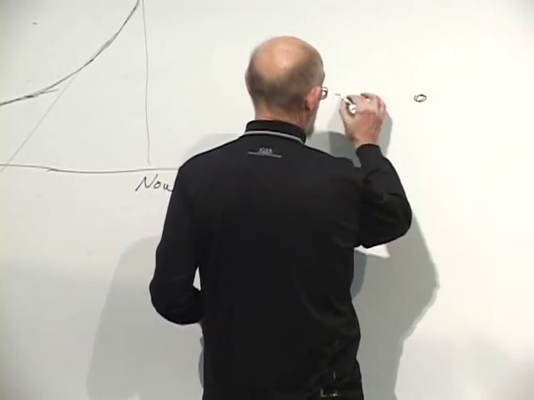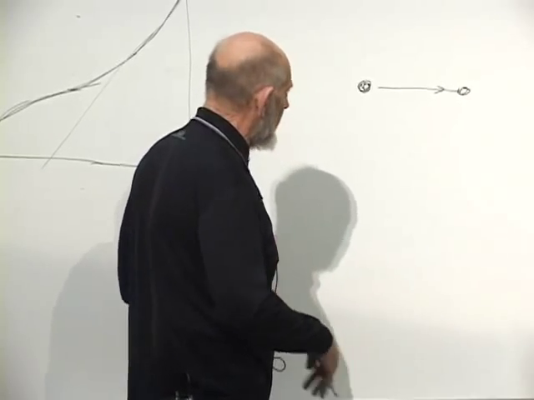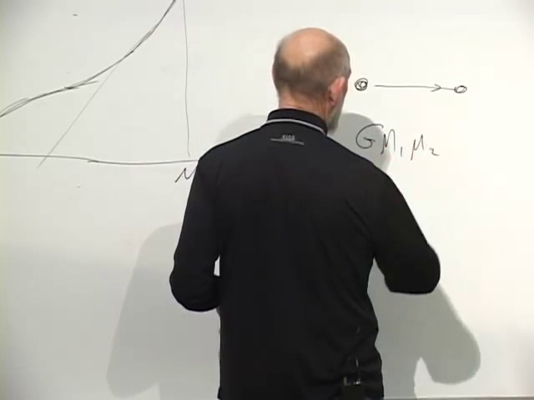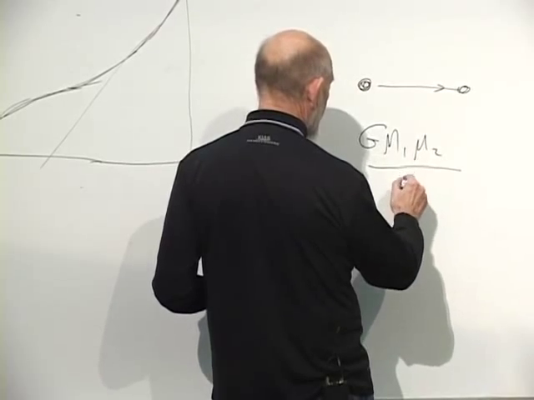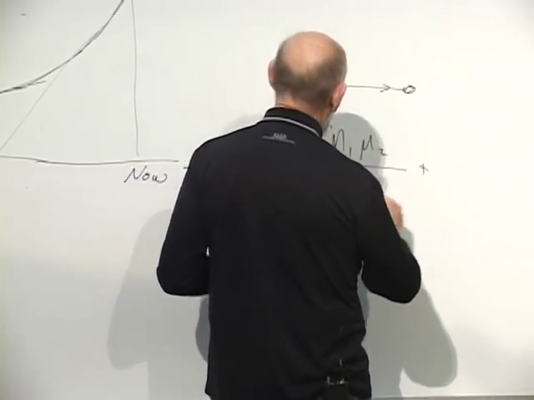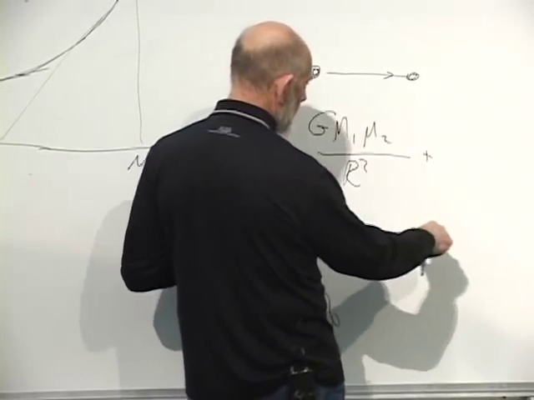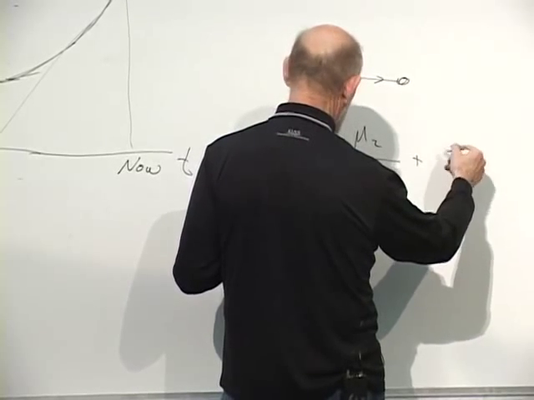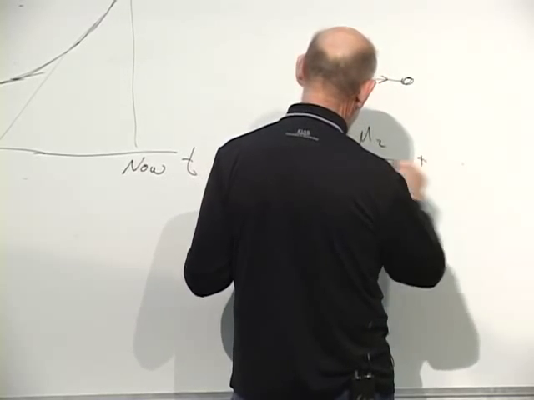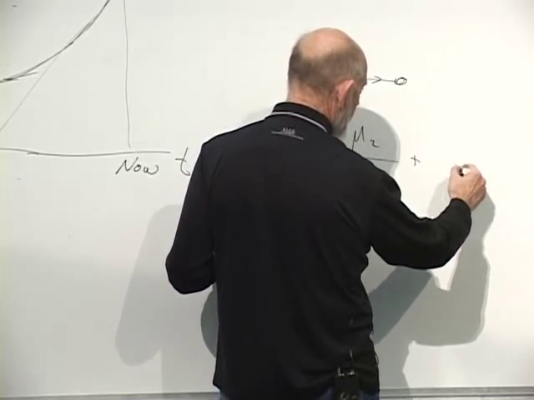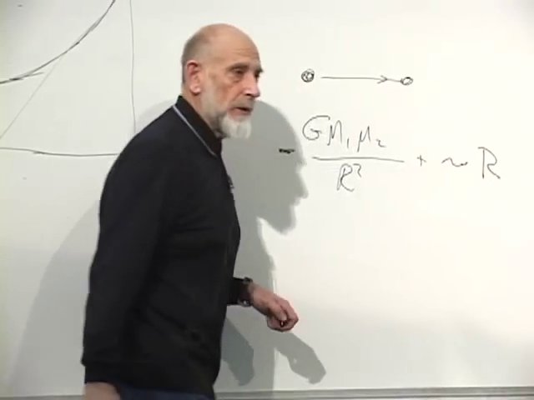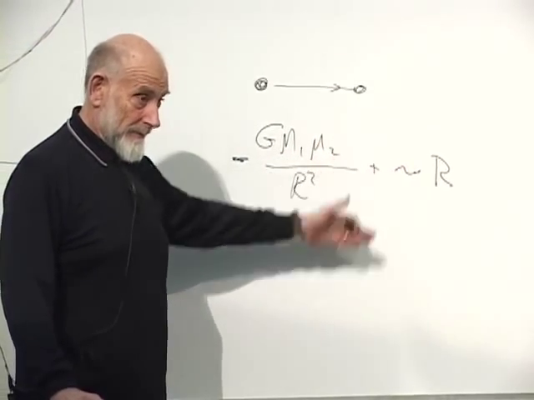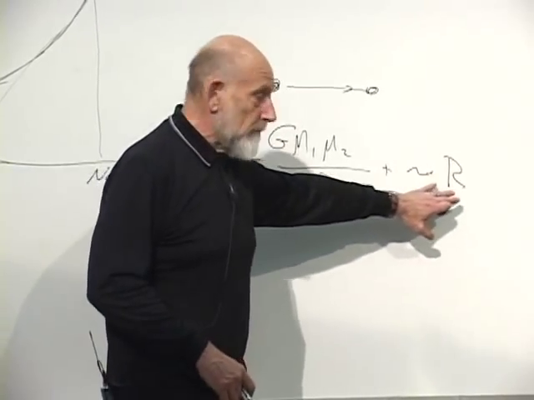If you have two objects at a distance R between them, at any time, there are two components to the force. One of them is G times M1 M2 divided by R squared. This is minus, meaning attractive, plus a repulsive force proportional to R itself, to the distance between them. Coefficients don't change. What does change is the distance between things. As the distance grows, this will become less important, this will become more important.